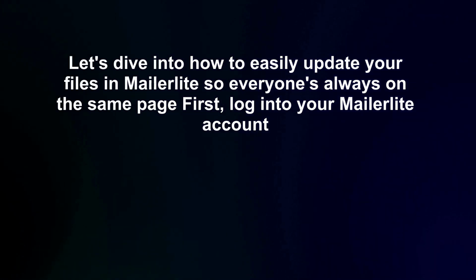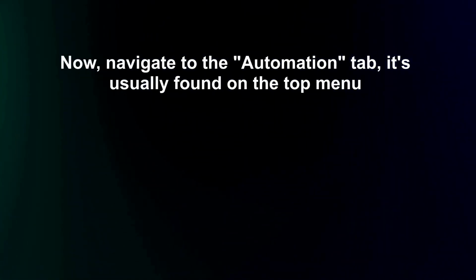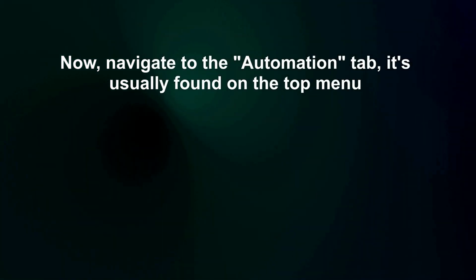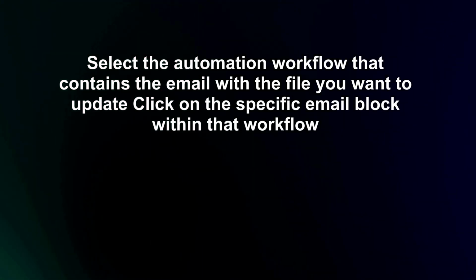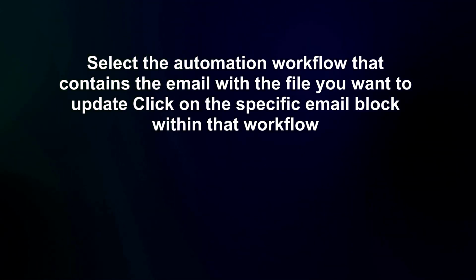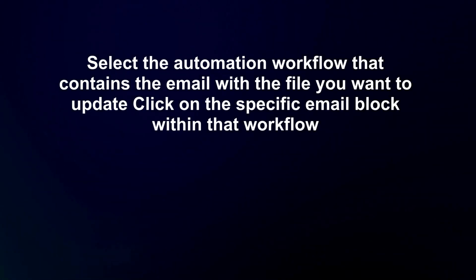First, log into your Mailerlite account. Now, navigate to the Automation tab. It's usually found on the top menu. Select the automation workflow that contains the email with the file you want to update. Click on the specific email block within that workflow.